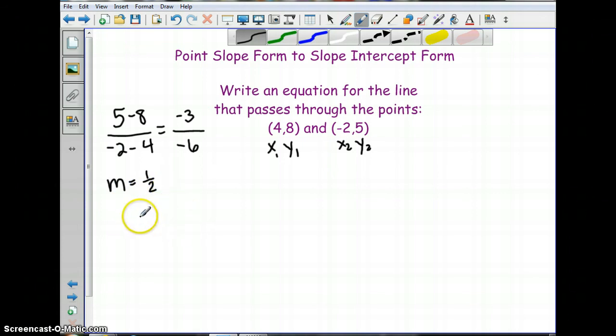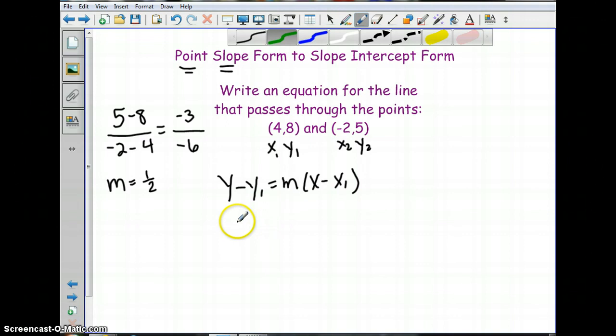Now I have slope and points, points and slope. So I'm going to use point-slope form, which is y minus y1 equals m times the quantity x minus x1. So let's go ahead and plug these in. We can use any point you want. I'm going to go ahead and use my first one. So y minus 8 equals 1/2 times x minus 4.